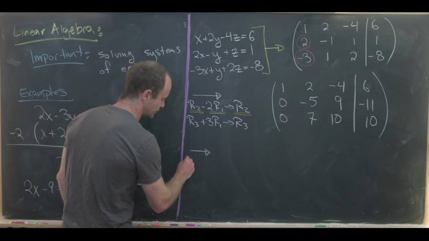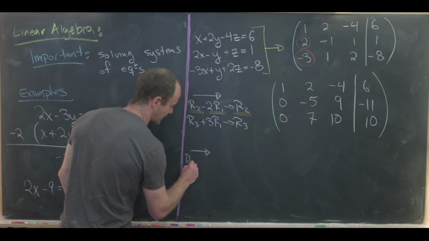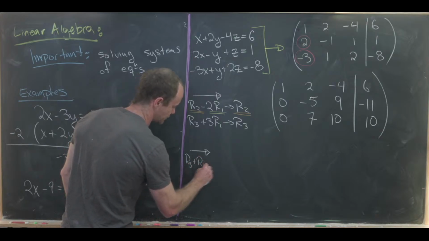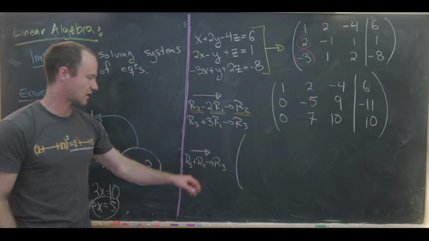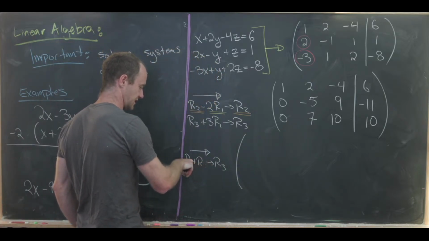Okay, so maybe we'll do row 3 plus row 2 becomes my new row 3. Okay, so sorry, I did this wrong.